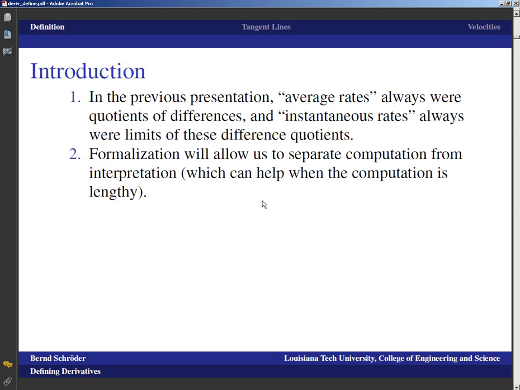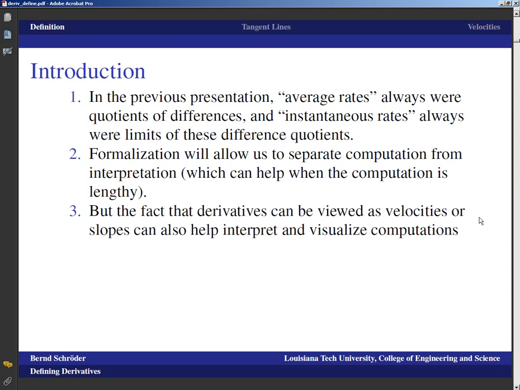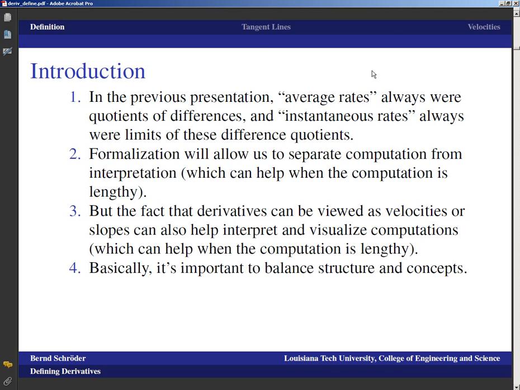And that can help when you've got lengthy computations, because in a lengthy problem you don't want to sit there and try to visualize every single step. One of the purposes of computations is to simplify things and make it just computable. On the other hand, because derivatives can be viewed as velocities or slopes, that can help us interpret and visualize computations, and that too can help with lengthy computations, because that at the end will allow us to interpret the result and determine whether the result is sensible. And we will see that most definitely when we talk about tangent lines.